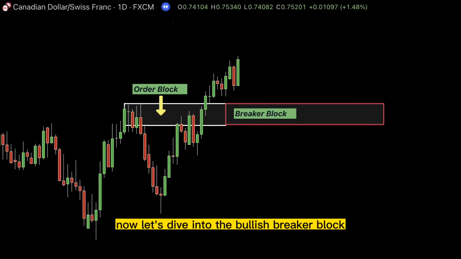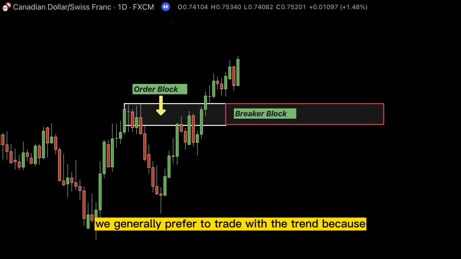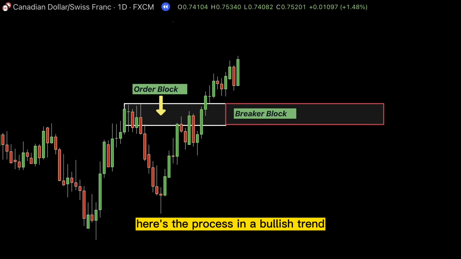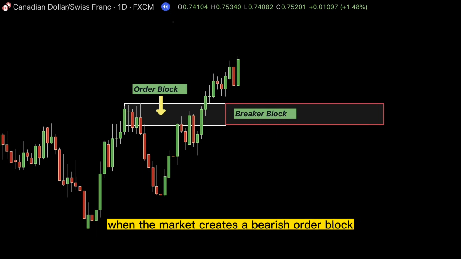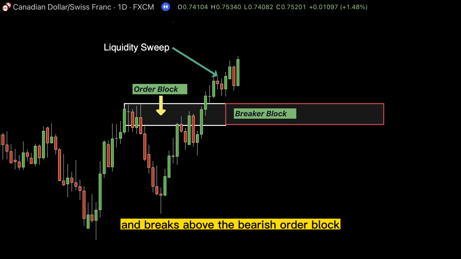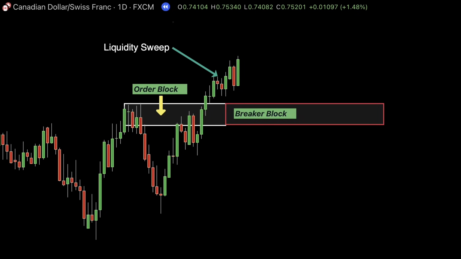Now, let's dive into the bullish breaker block trading strategy. We generally prefer to trade with the trend because, as they say, the trend is your friend. Therefore, we look for bullish breaker blocks in a bullish trend. Here's the process. In a bullish trend, when the market creates a bearish order block, sellers are often drawn in. Instead of the price continuing lower, the market sweeps the stop losses of these sellers and breaks above the bearish order block. Once the price closes above the high of the bearish order block, sweeping liquidity and shifting the market structure, the broken bearish order block becomes a bullish breaker block.